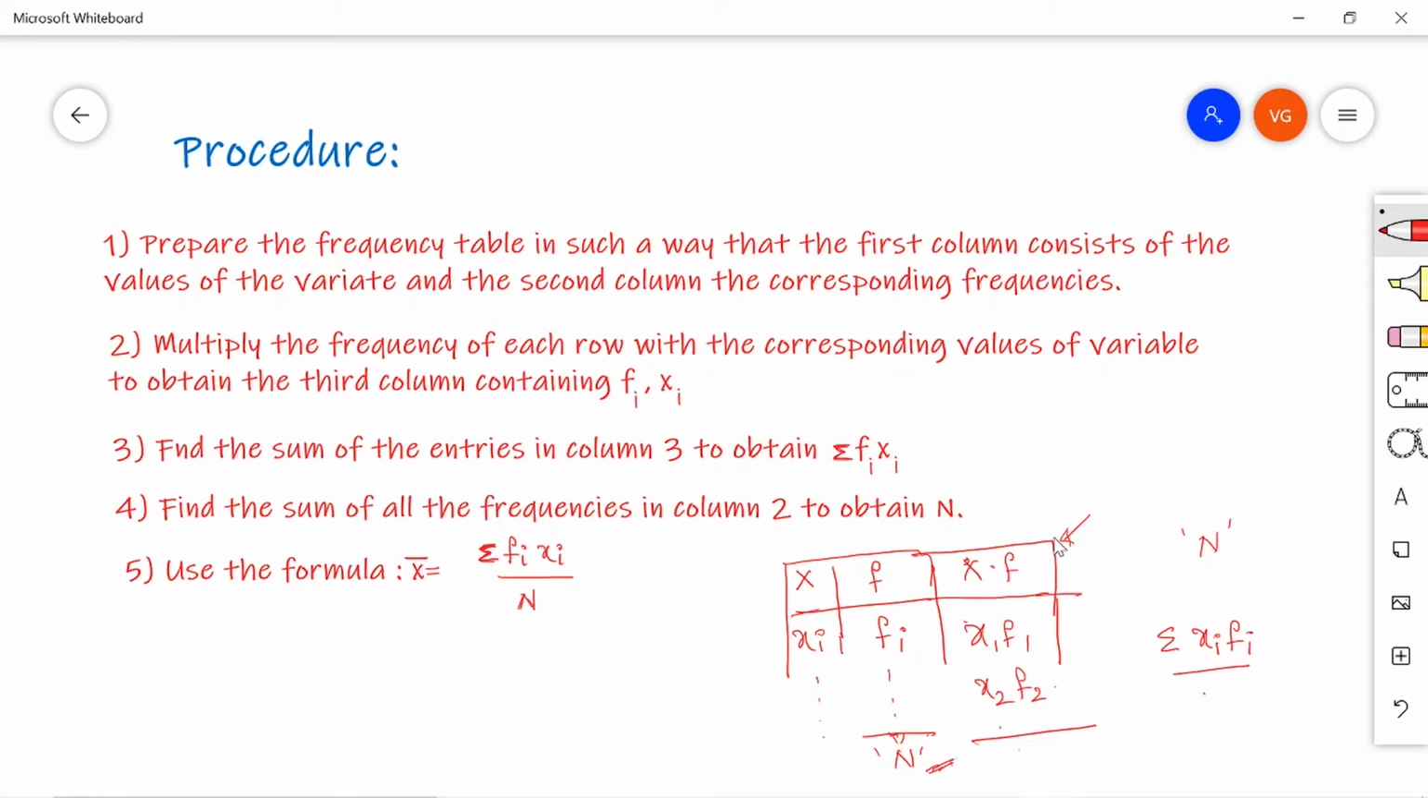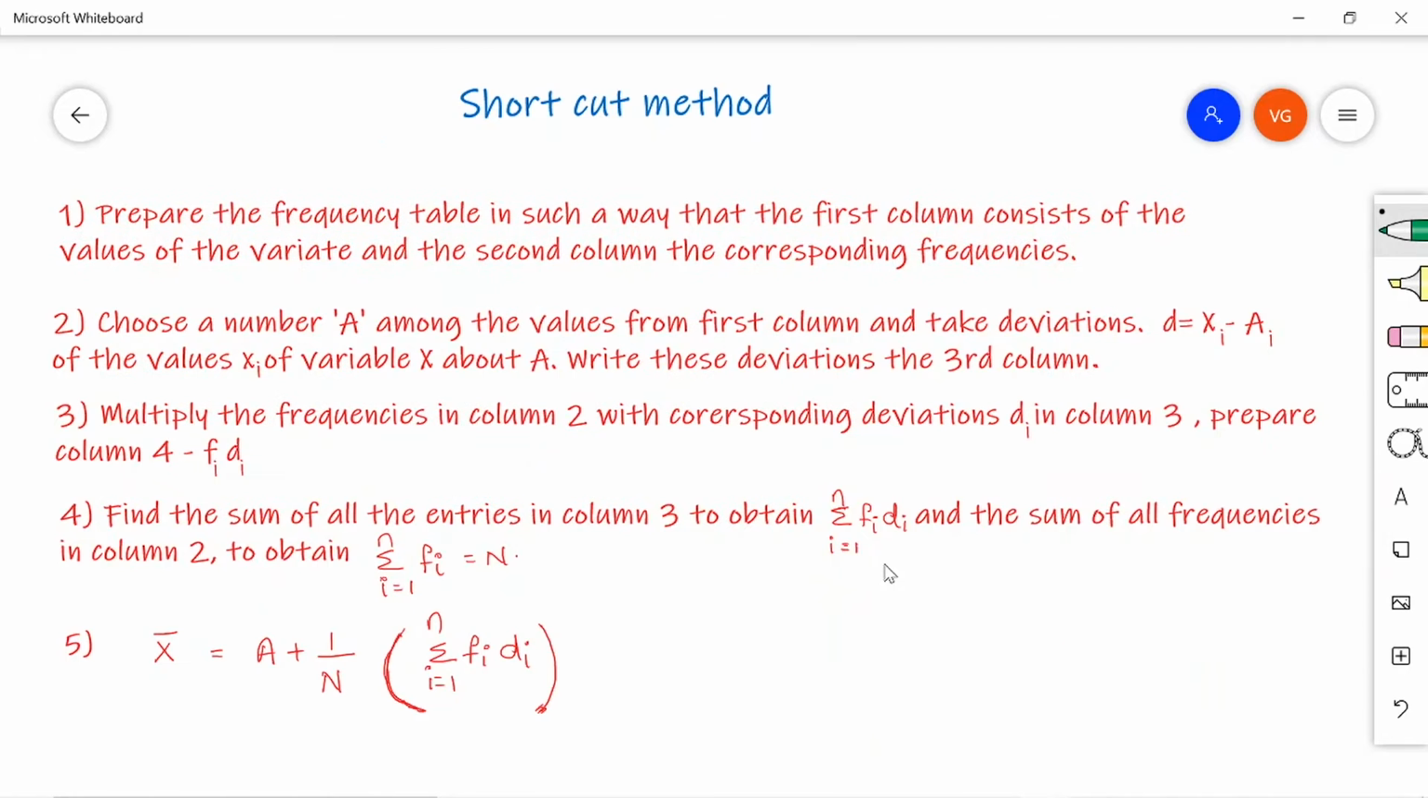Using the formula sigma xi fi divided by n, you will be calculating the mean of the data, right? So sigma xi fi divided by n. Sigma xi fi is nothing but the sum of the values from the third column. N is nothing but the sum of the values from the second column. So this is how we can calculate the mean of the given data using the direct method.